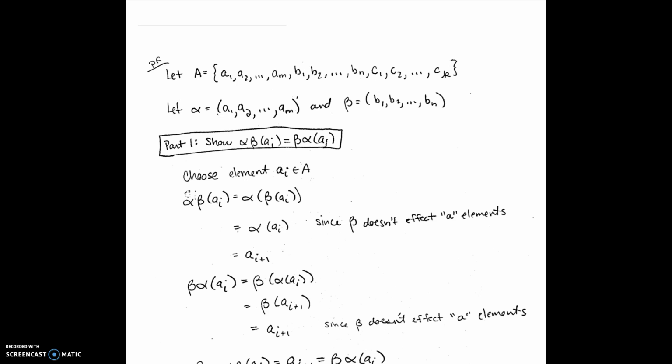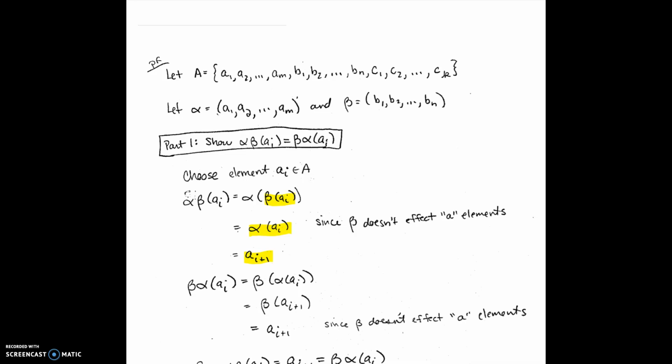So alpha beta of Ai equals alpha of beta of Ai. So we know that beta of Ai, that beta doesn't affect the A elements, so really it just ends up being alpha of Ai. So we know that alpha of Ai, well, that just brings it to whatever is the next thing in the cycle, so we'll call that Ai plus 1.